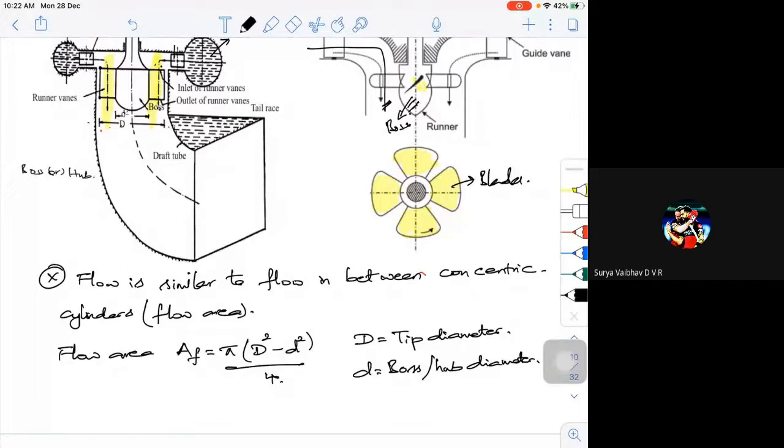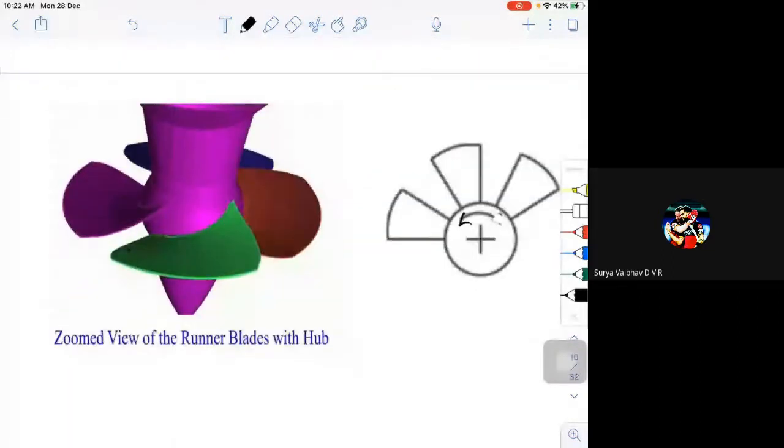Now, what will happen to your velocity triangle? The velocity triangle will be very similar to what we saw in the Francis turbine. I have shown you a zoomed view of your runner. See the flow here. Whatever it may be, the flow will be exactly parallel. You have an axis like this, and the flow is exactly parallel to it. That's why it is called an axial flow machine.